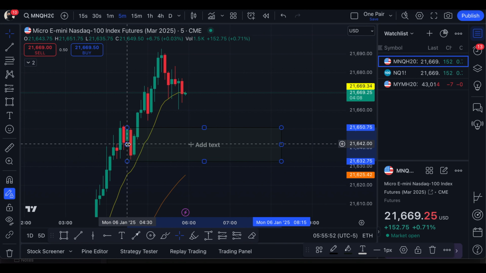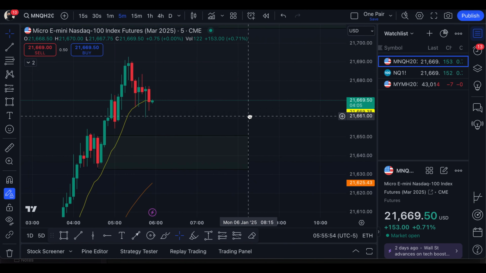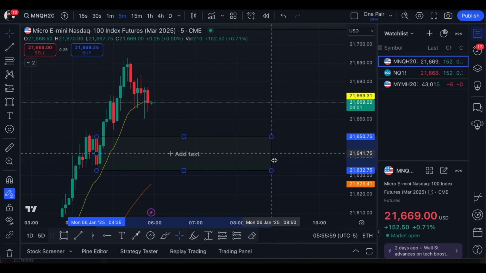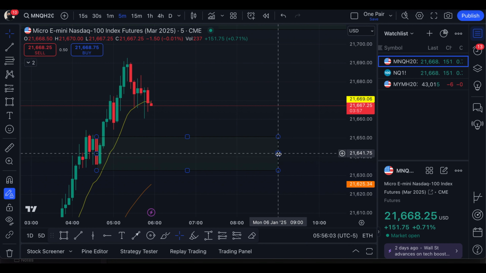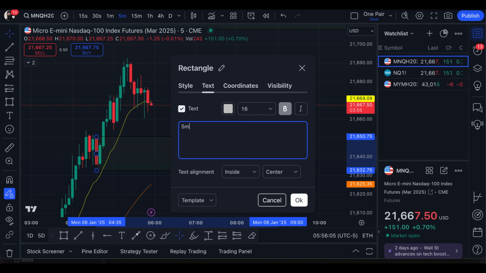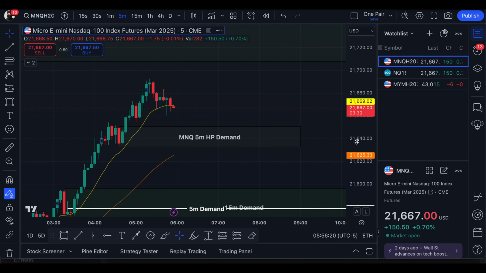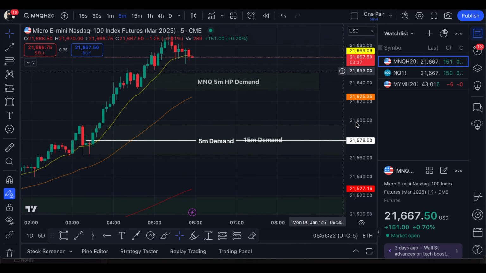I will share this one on Discord because this is a demand setup, a high probability demand setup. So they will get this one in real time. 5-minute HP demand. I'll put their MNQ for NAS micros. And we have the EMAs in our favor, all of them.